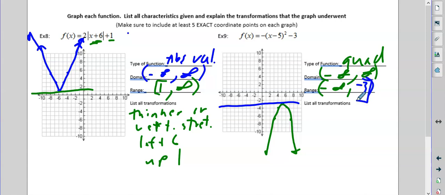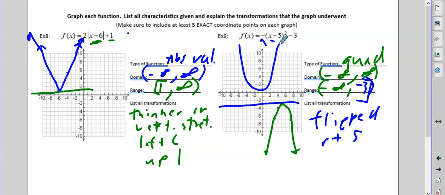Sorry. Now what's happening? Well, right here, it's flipped. Inside lies, so right 5. And if you think about where the parent function would be, it'd be like here. So right 5. And then the -3 does not lie. It's down 3. And you can clearly see this is down.